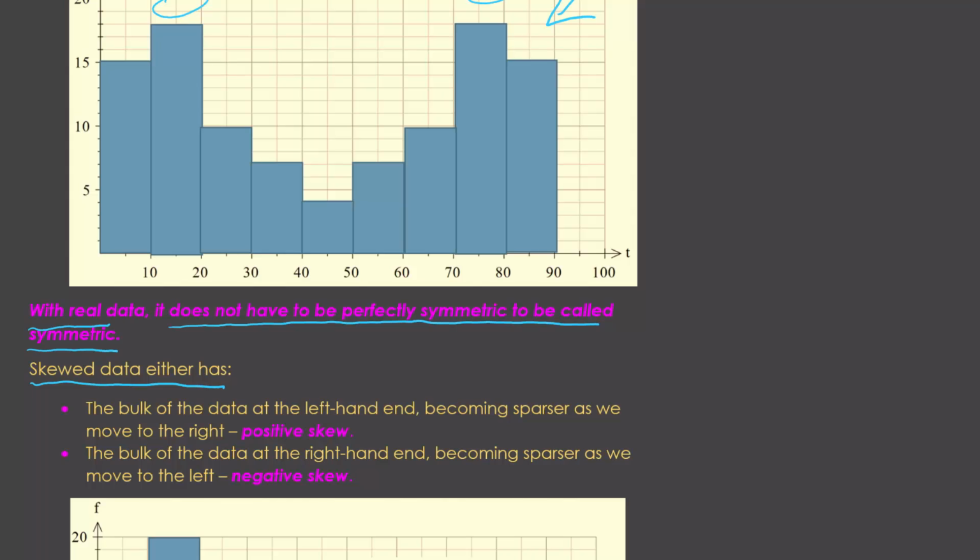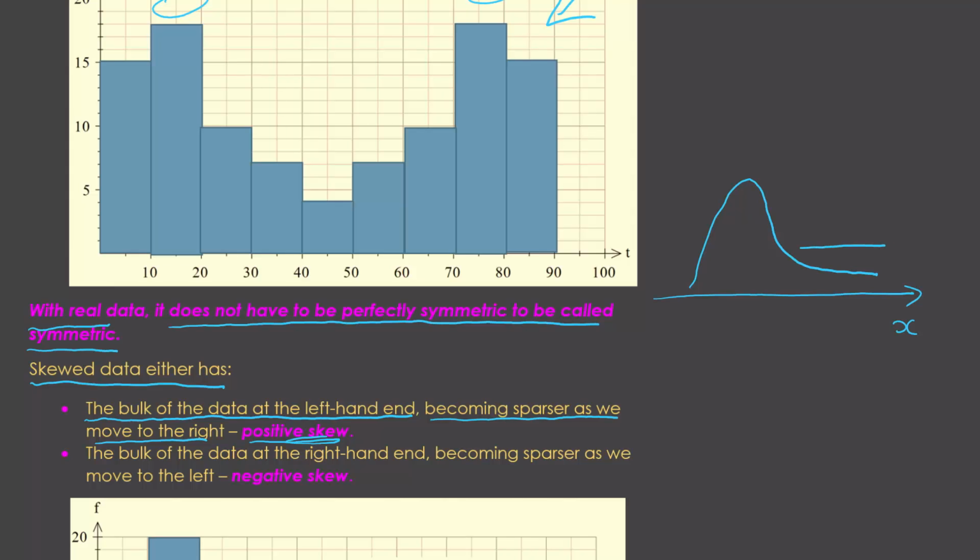Skewed data either has the bulk of the data at the left-hand end becoming sparser as we move to the right. This is known as positive skew. So basically the shape is like this. Now you know that this is the positive x-axis. It's called positive skew because it looks like we're stretching the data towards the positive numbers.